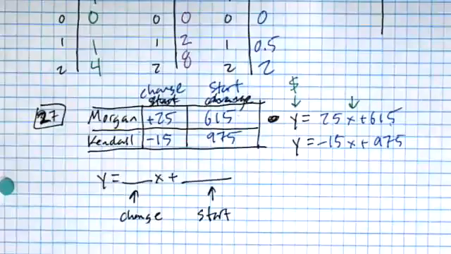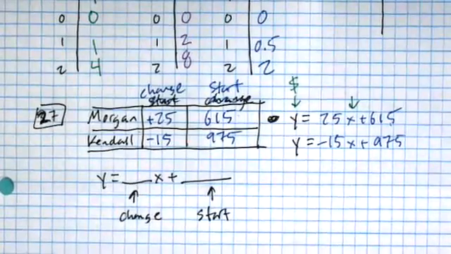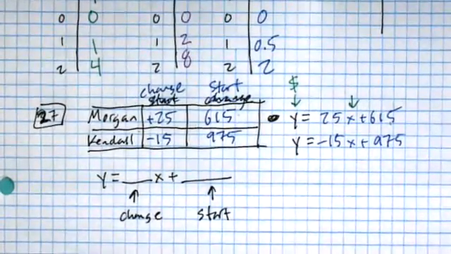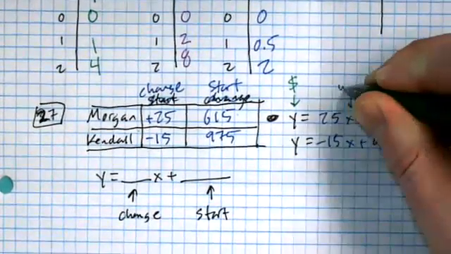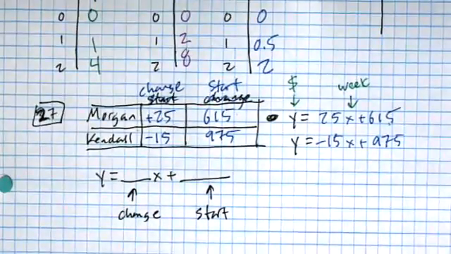And x is what? Is it number of days, number of weeks, number of months? I got to look back at the problem. It says she's saving $25 per week. So x must be the number of weeks. So we're going to figure out at some point they're going to have the same amount of money. How many weeks in is that and how much money do they have?